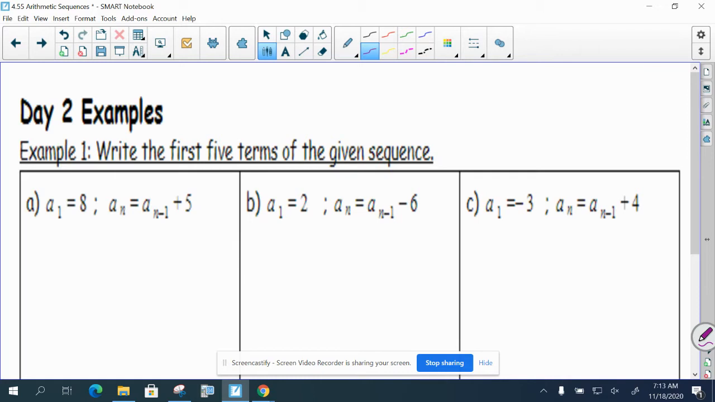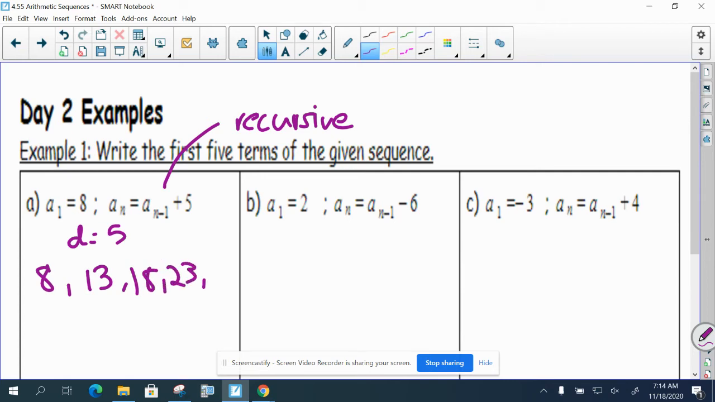Let's do some examples. Write the first 5 terms of the given sequence. For these ones, you're given the rule in recursive form, and you're asked to find the first 5 terms of the sequence if you're given the first term. Here, we really just need to know how to read this rule. This means you can find any nth term if you know the previous term, and then add 5. So 5 is going to be the common difference. If our first term is 8, the next term will be 8 plus 5, so 13, plus 5 is 18, plus 5 is 23, plus 5 is 28.